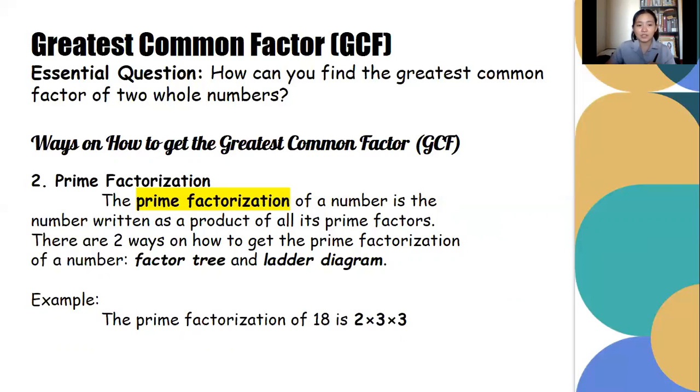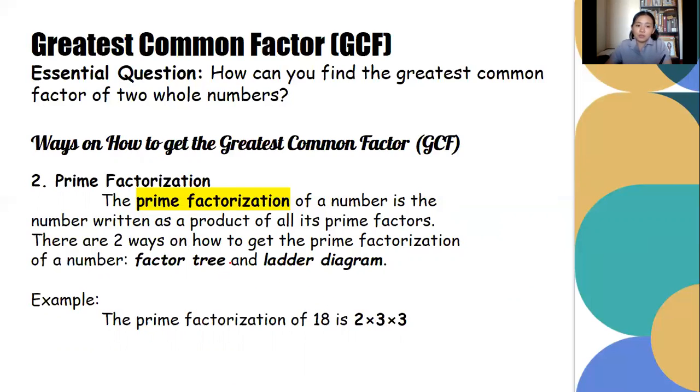Under prime factorization, there are two ways on how to get the prime factorization as well as the GCF of a number. One is the factor tree, the other one is the ladder diagram. For example, the number 18.